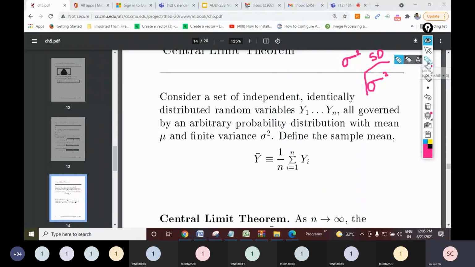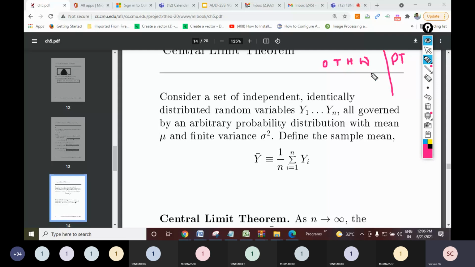Now let us try to understand central limit theorem. Consider a set of independent variables y1 to yn. Just like our playing tennis example, we had 4 variables: overcast, temperature, humidity, wind. They are all independent variables. Whether this fellow will play tennis or not depends on these 4 variables. So playing tennis is the dependent variable, and these 4 are independent variables.